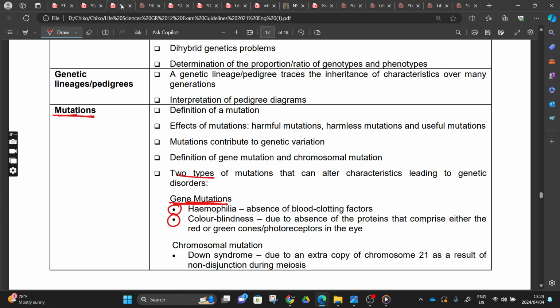So they might give you an example saying that hemophilia is a sex-linked disorder where a person is unable to clot the blood. Person is unable to clot, right? And then this hemophilia is a type of a certain mutation. And then from there they can ask you what type of mutation is this. Now you'll have to know that we have gene mutation and we have chromosomal mutation. So at the end of this lesson, you should be able to define mutation, right?